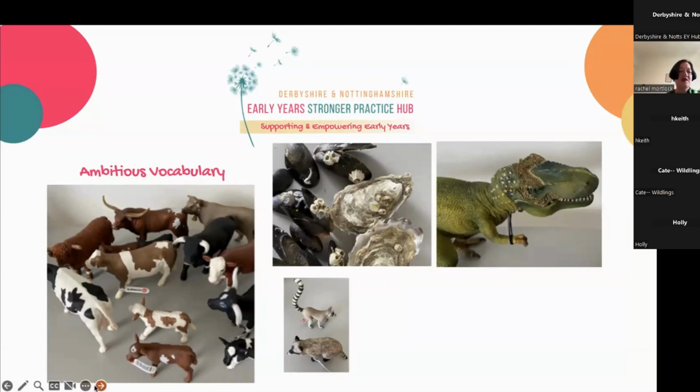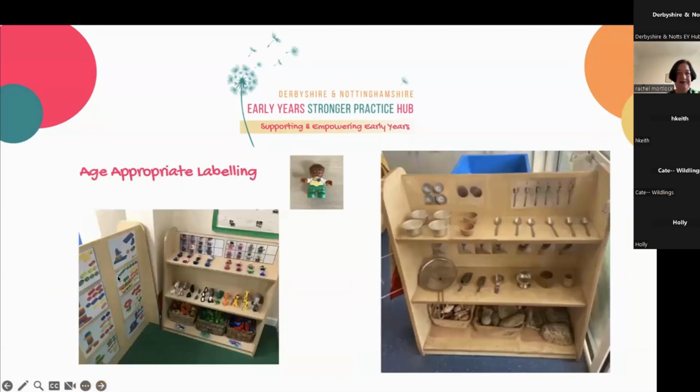But using that correct vocabulary with children and getting them to use it. About age-appropriate labelling, this particular school has a photograph of every single resource, and that's an example at the top. They're also a White Rose school, you can probably see that. So this is their 2-year-old provision. So they have 2-year-old, 3-year-old, 4-year, and then all the way up. And so they don't overburden children with vocabulary that they can't read.